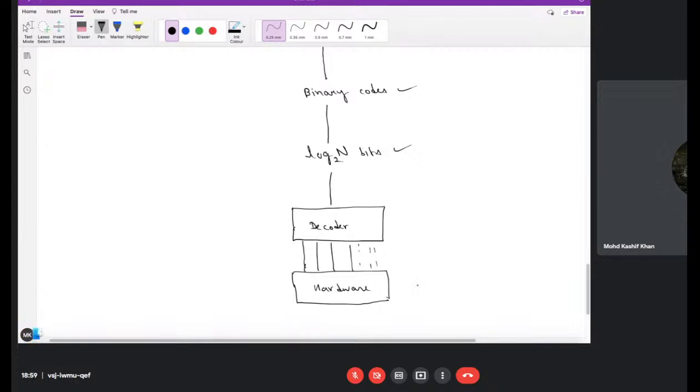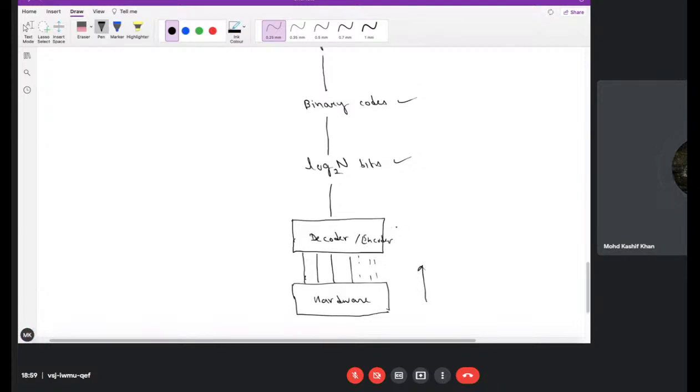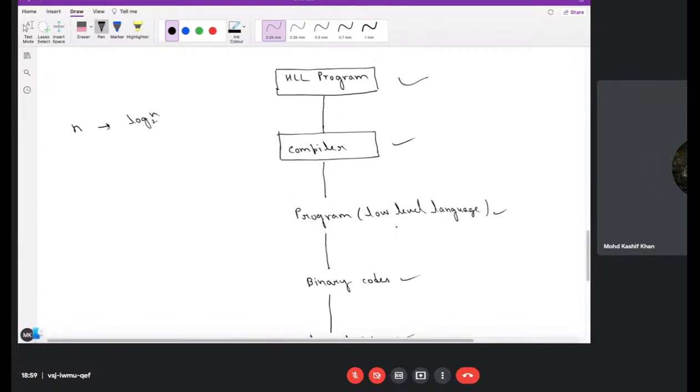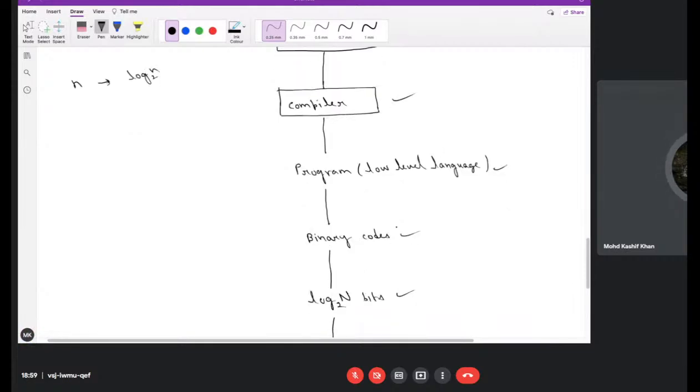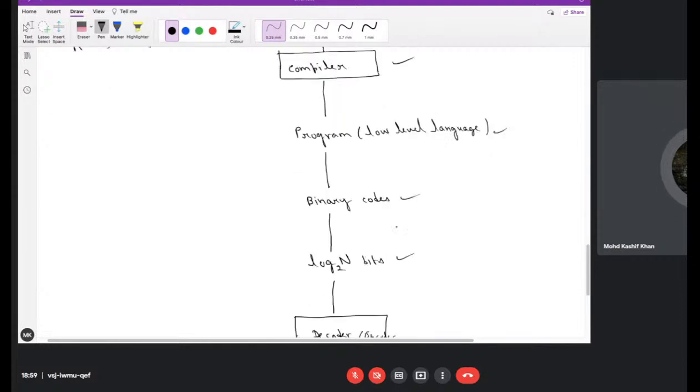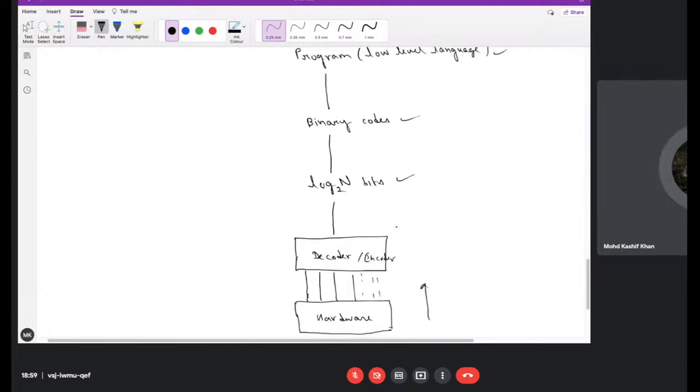Okay. Now, if you come from the opposite direction, then in the place of the decoder, you will have an encoder. Whether this complete flow is clear to all of you, how you write the code and how it gets implemented on the hardware. You have a high level language program, it gets converted by the compiler, finally converts into binary codes, and a particular group of bits, log n base 2 bits, will represent an operation, and with the help of the decoder, that operation will become active on the corresponding hardware.